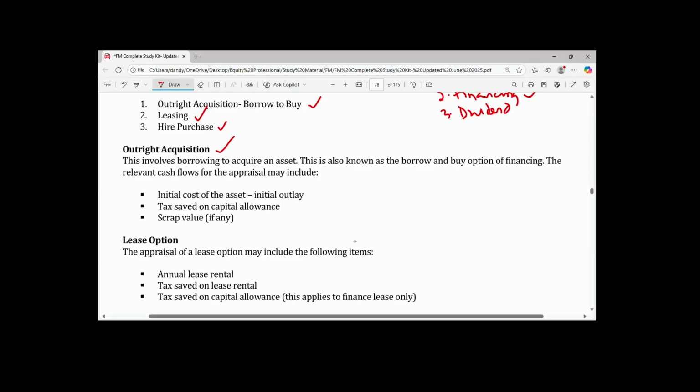One is the initial outlay of the asset. What is the cost of the asset? That one will be there. Not only that, you also need to consider tax saved on capital allowance.